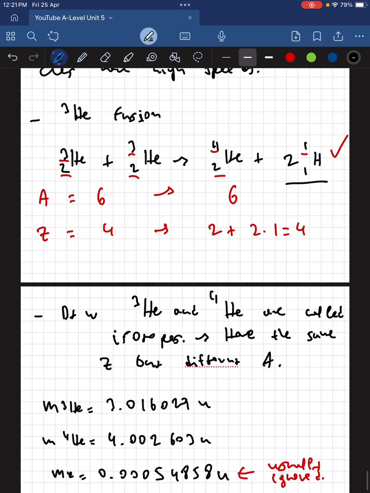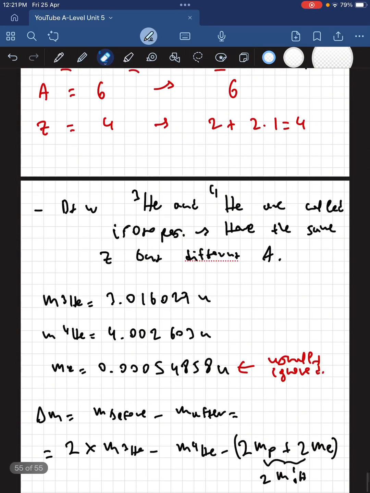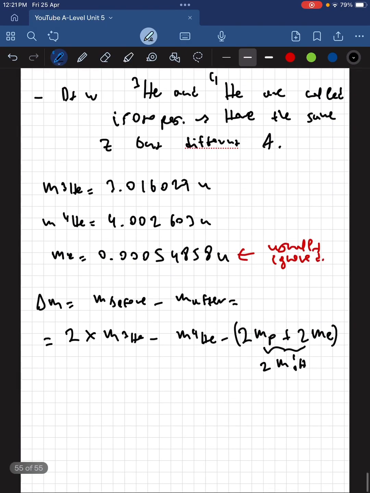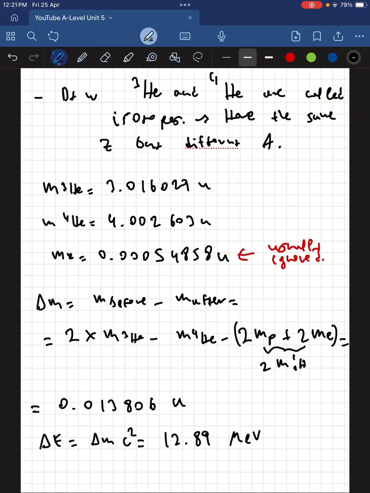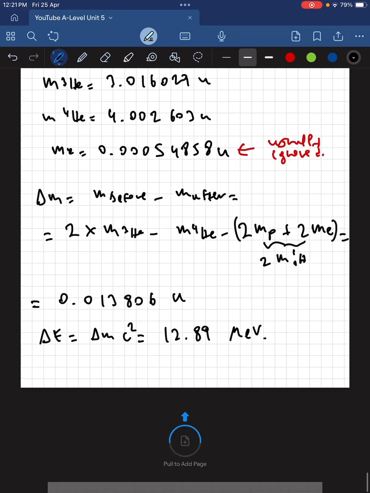If they told us that a proton is produced instead after, then we wouldn't have to include the mass of the electron. But here, because we are dealing with hydrogen, we have to include the mass of the electron, to be precise. If we plug the numbers in, we find that this reaction has a mass deficit of 0.013806 atomic mass units. And if we convert this to energy, you can do this alone, I'm going to provide the final result. We get 12.89 MeV. Okay.